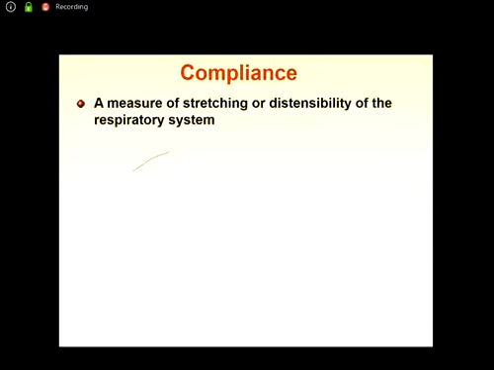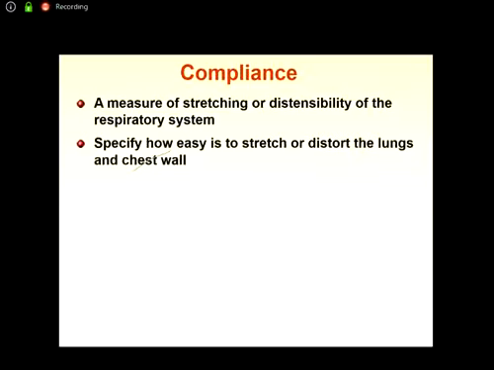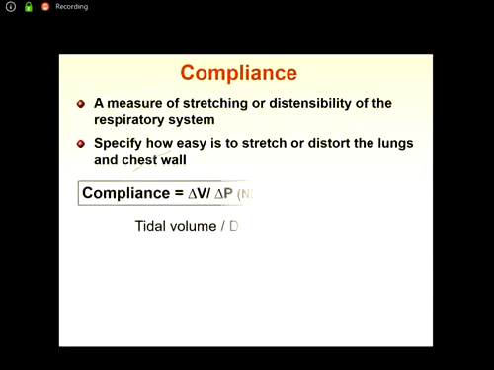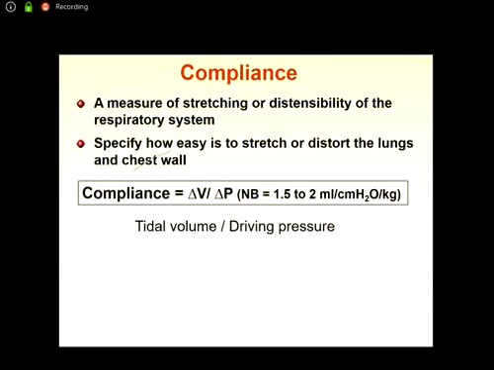Okay, so let's talk now about some terms that will help us understand a little bit more about mechanical ventilation and how we ventilate babies. So one important concept is compliance. Now, compliance is a measure of stretching or distensibility of the respiratory system. It specifies how easy it is to stretch or distort the lungs and chest wall. Okay? And the formula that we use for compliance is change in volume over change in pressure. So how much the volume of the lungs changes when we change the pressure.